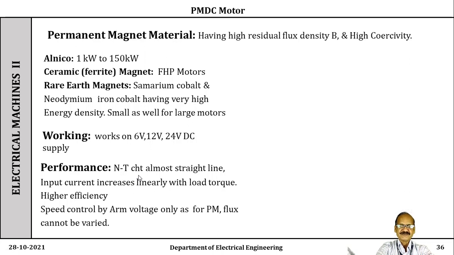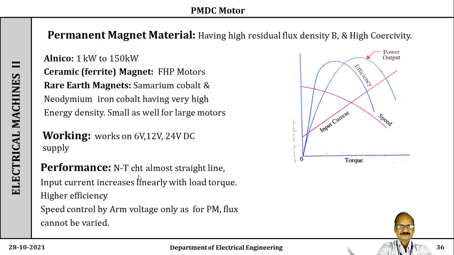Now see its performance characteristics. Look at the N-T characteristics. Torque and speed is here. The speed torque characteristic is a straight line and a little bit drooping in nature. Because of this kind of speed torque characteristic, such motors are very suitable for servo applications or servo motor applications.